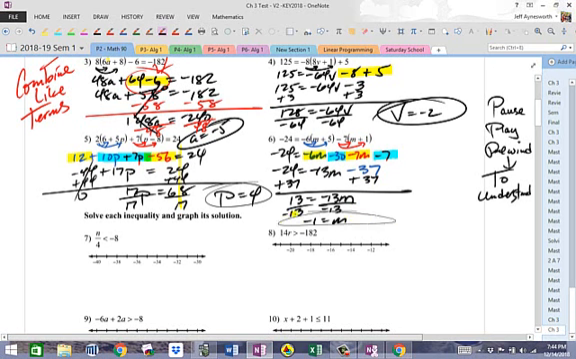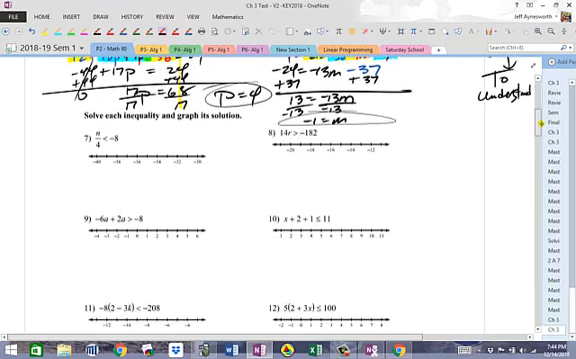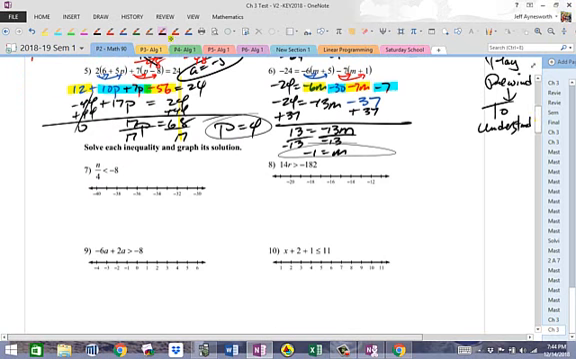Okay, cruising. All right, now next one's here. n is being divided by 4, so you multiply both sides by 4. Always do the inverse. And you get n is less than negative 32. The inequality doesn't change because you're multiplying by a positive. And so you graph all real numbers less than negative 32. Okay, and negative 32 is not a solution.